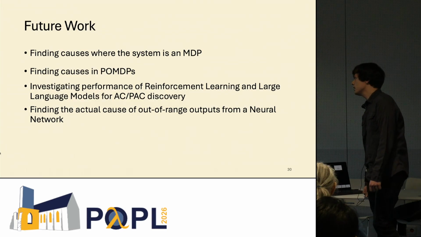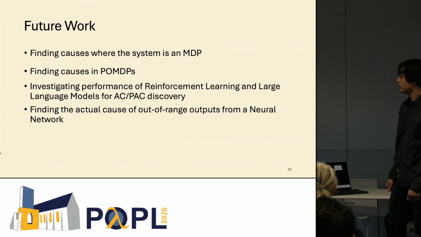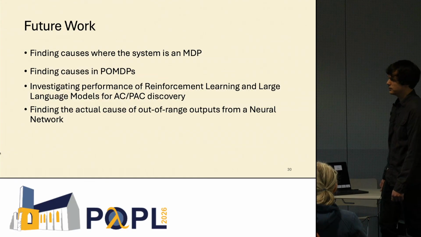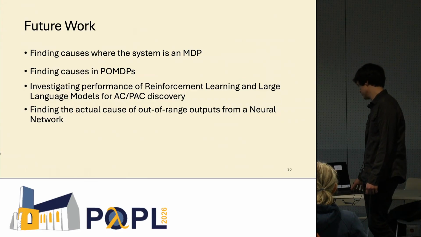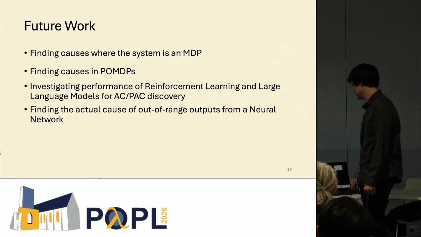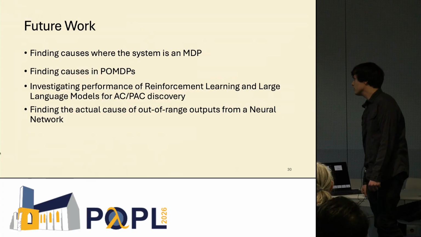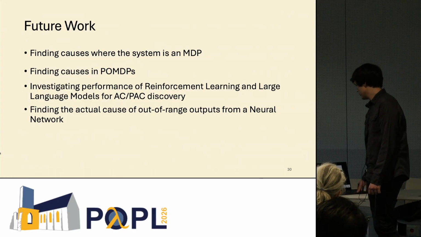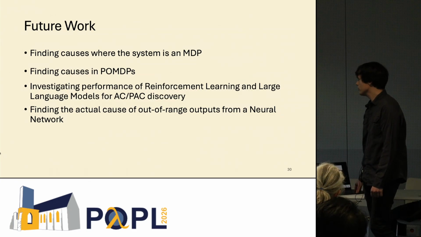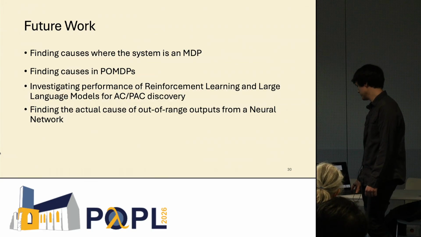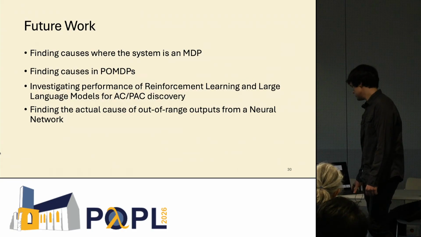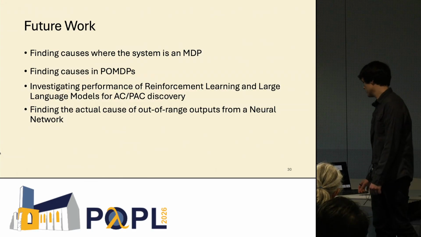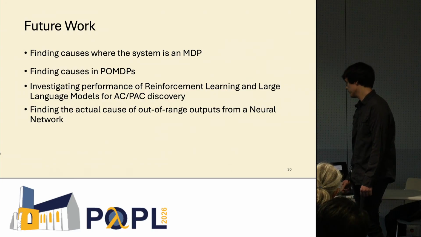As for future work, we're also looking at how we could do this when the original system is an MDP, so we can also handle non-determinism in addition to stochasticity. Finding causes in POMDPs, investigating performance for reinforcement learning and large language models for discovering actual causes or probabilistic actual causes. And finally, finding the actual cause of out-of-range outputs from neural networks in interest of finding how we could repair them.